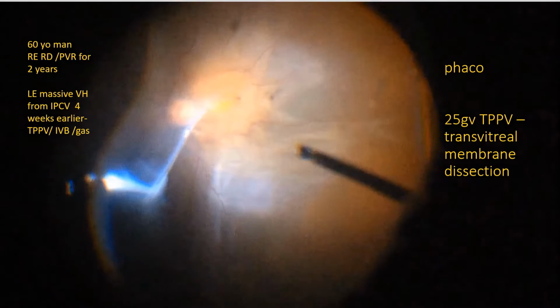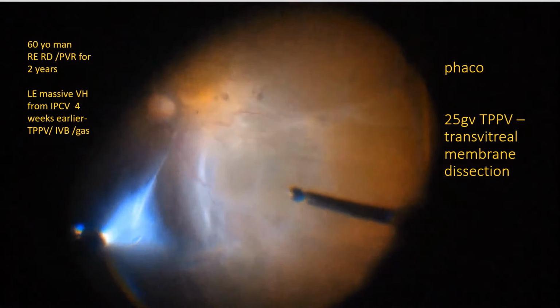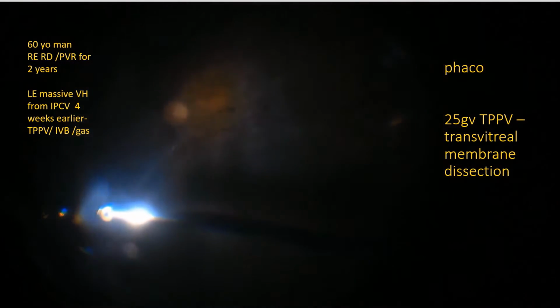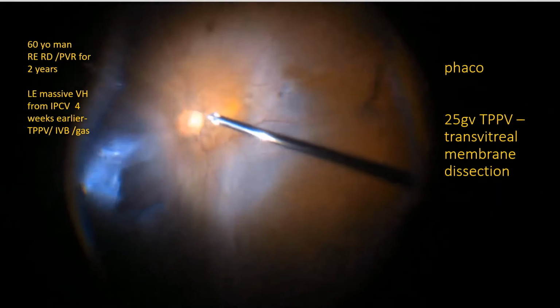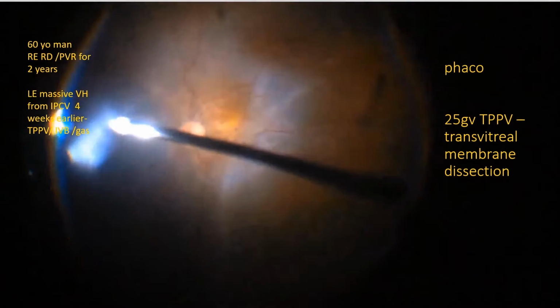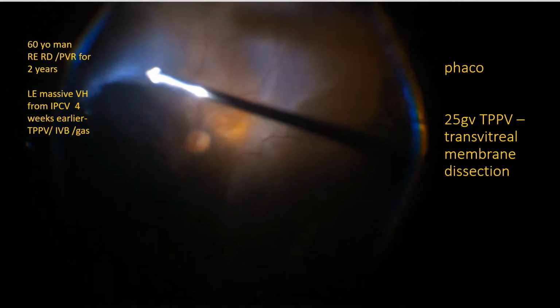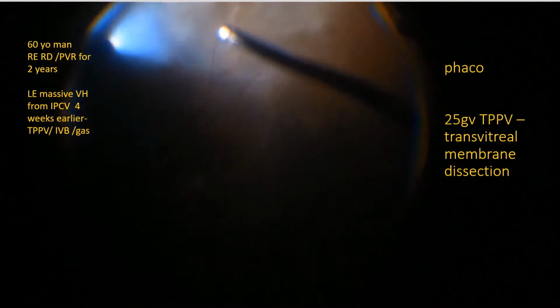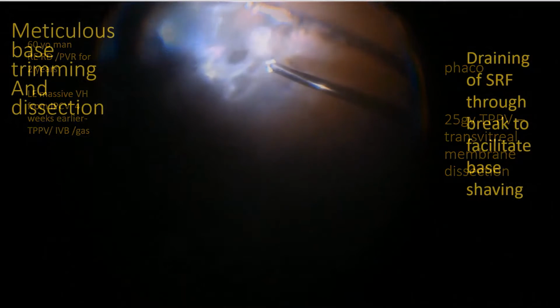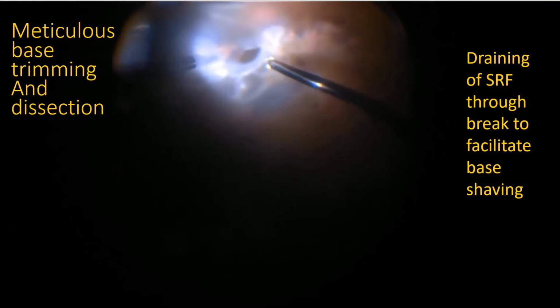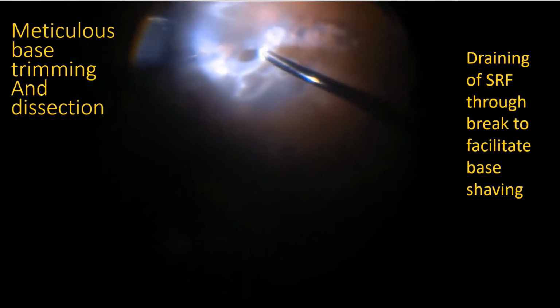A 60-year-old man had a 2-year history of poor vision from chronic retinal detachment with PVR in the right eye. A phacoemulsification was done, followed by a 25-gauge pars plana vitrectomy. Here, the transequatorial vitreous membrane was cut. The vitreous space was trimmed meticulously and all membranes were dissected.